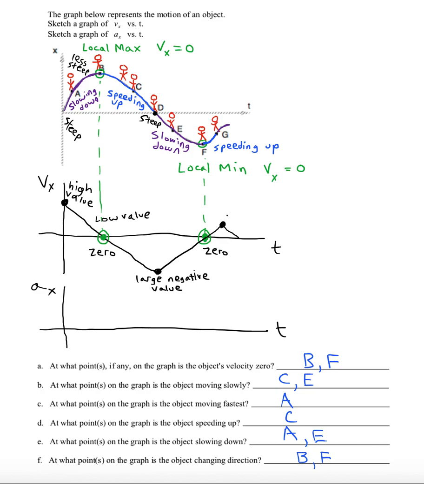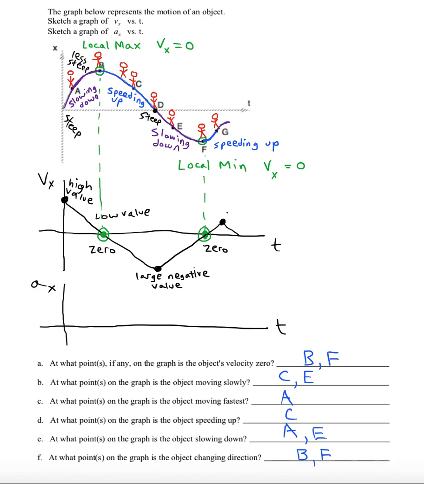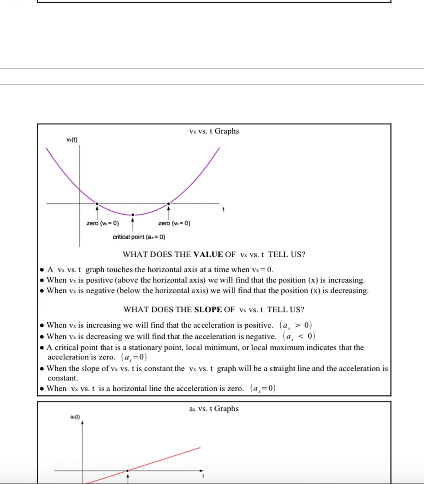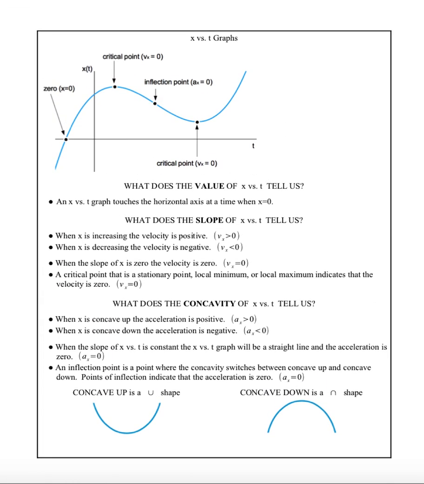All right, now we want to sketch the acceleration. And there's a guide for this on the previous pages. And the concavity of the position versus time graph tells us about the acceleration. So concave up is a part of the curve that looks like a smile. And when we have a smile, there is positive acceleration.